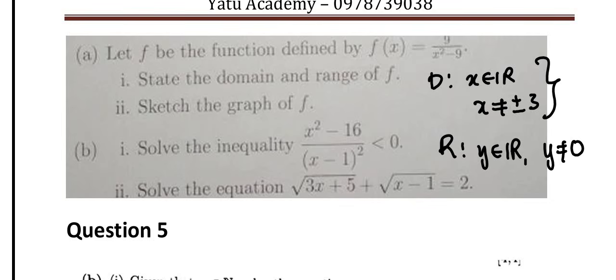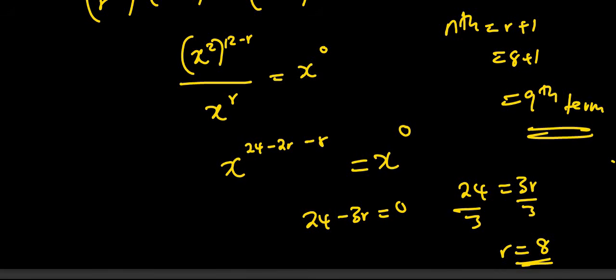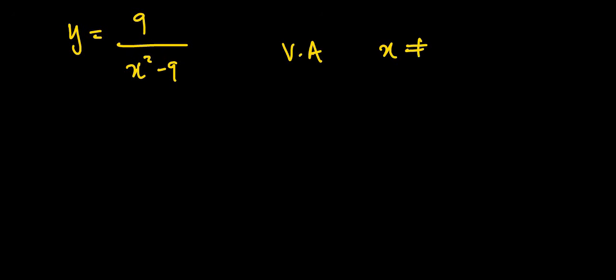It's always going to be all real numbers, but not what? But y should not be equal to 0. And if you are about to sketch this, this is your y, 9. There is x squared minus 9. So your vertical asymptotes are the two numbers that you are not accepting in the domain, plus or minus 3. Then the horizontal asymptote is the number that you are not allowing on the range, which is just a 0.